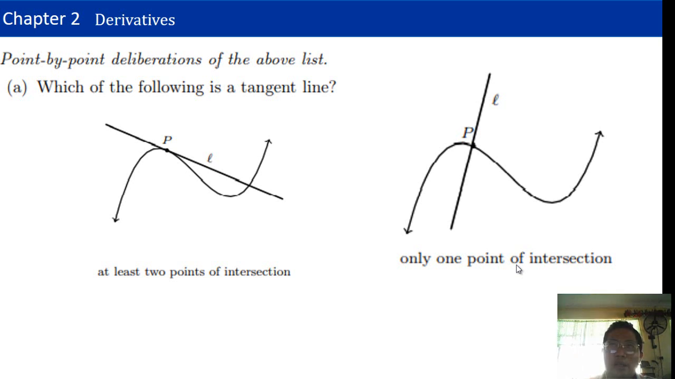But when we say tangent line of a circle, that means hindi talaga siya ganito. Hindi talaga siya mag-intersect sa isang curve na doon na siya sa labas. So, it means, based from these two, which of the following is tangent line, itong letter A, yung at least 2 points of intersection, in which doon siya dumaan.